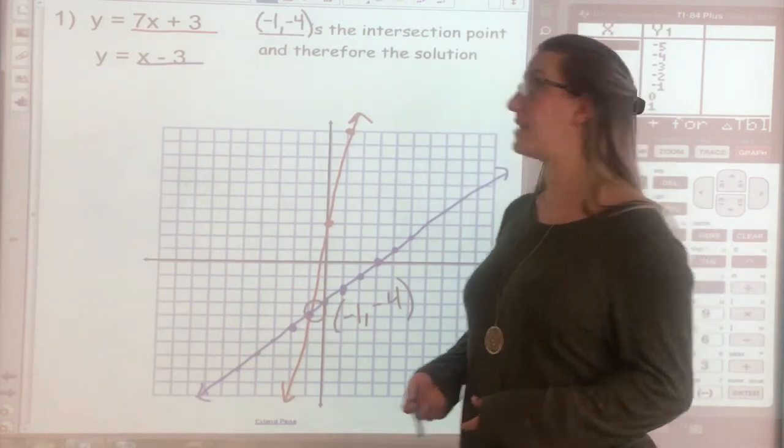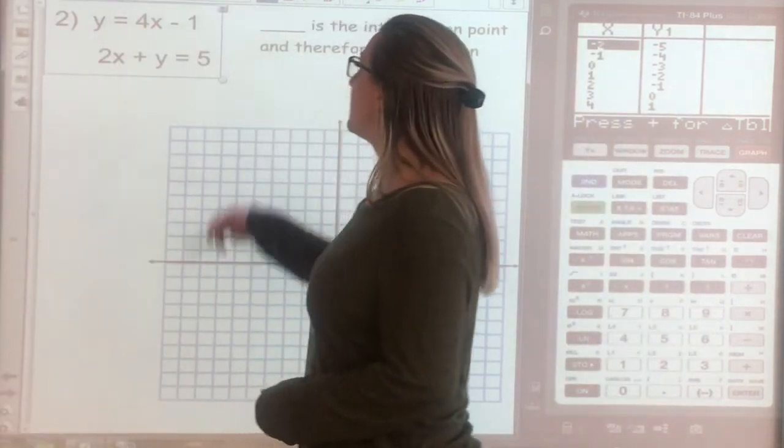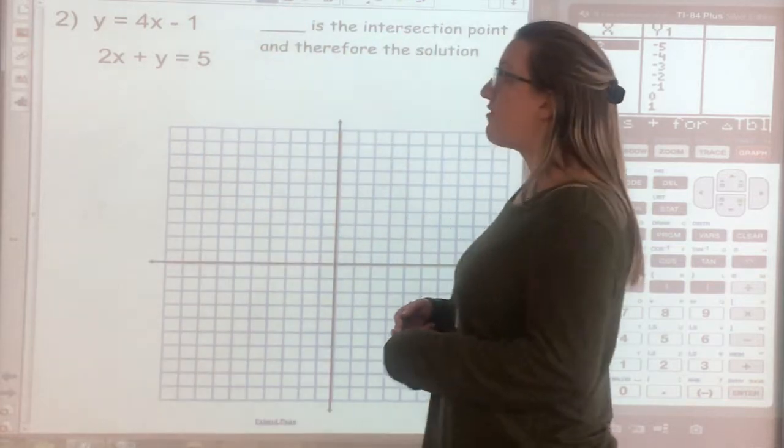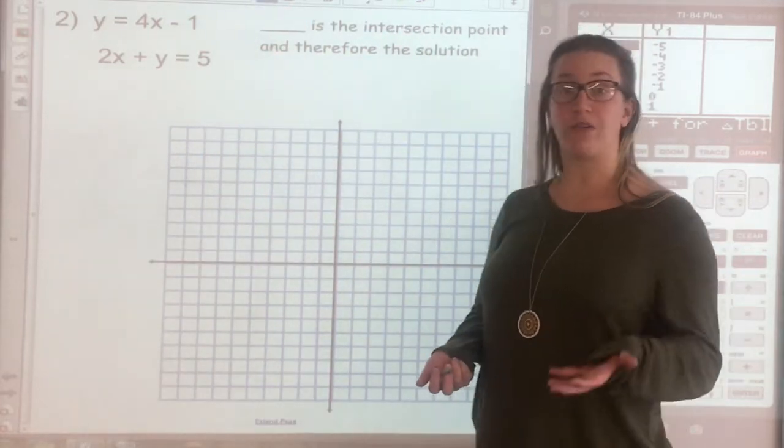Okay, so let's move on to the next example. If we take a look at number 2, we have y equals 4x minus 1. Awesome, already solved for y.